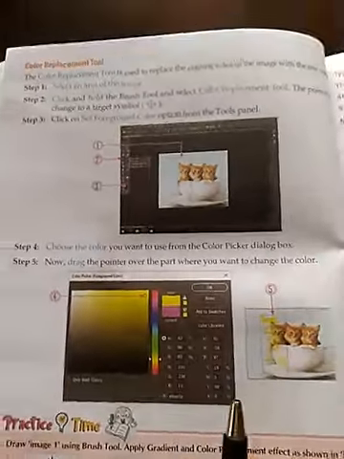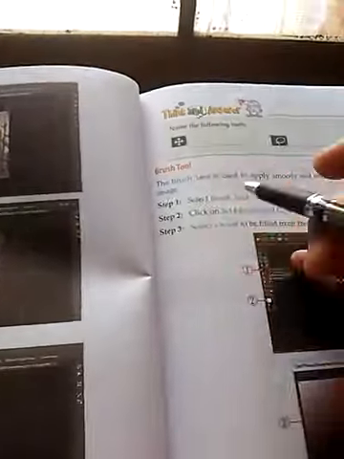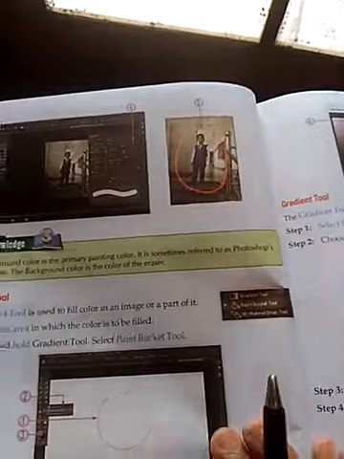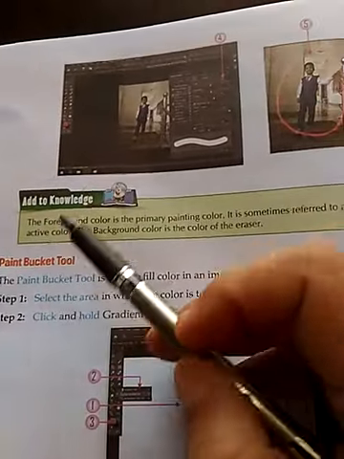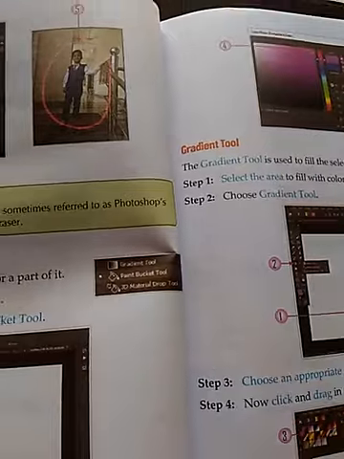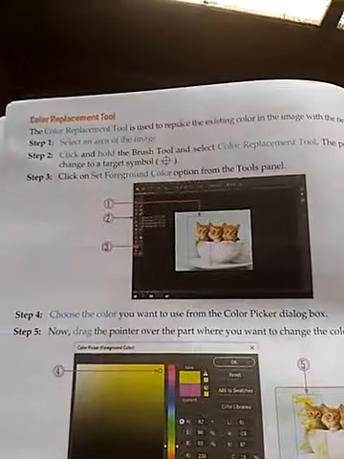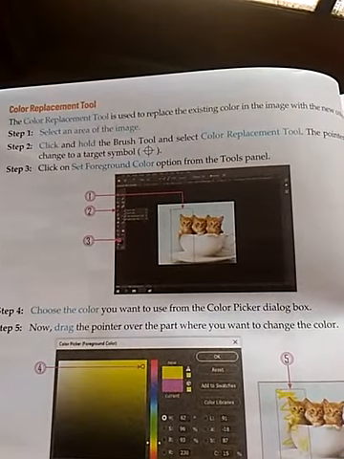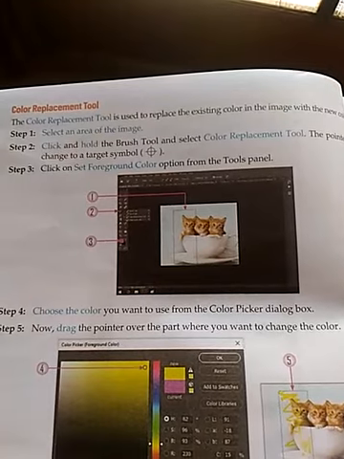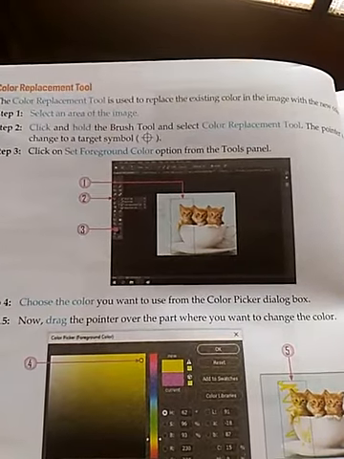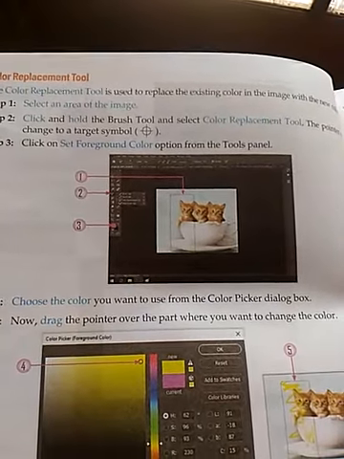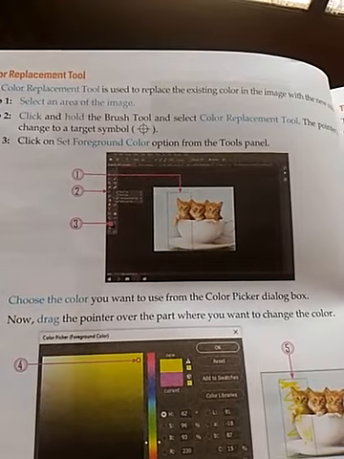So these are the tools: brush tool, paint bucket tool, gradient tools, color replacement tool. They deal with the color, background color and foreground color of the image, means you can change, enhance or alter the color of the selected portion, or you can fill the color in the selected portion of the image.